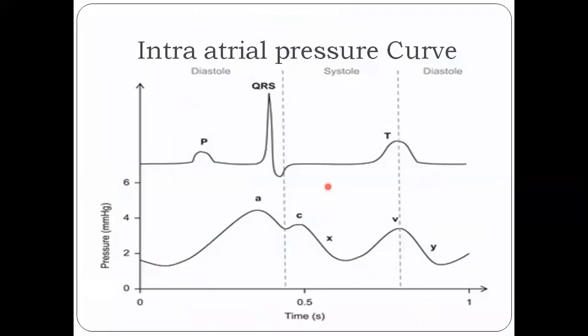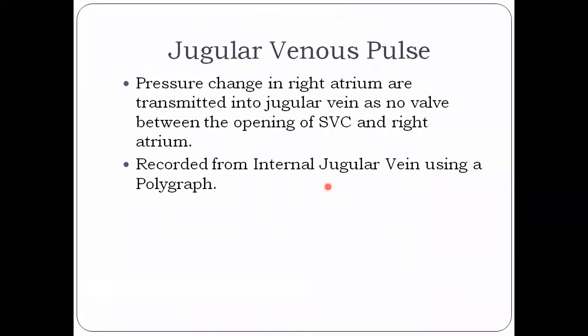This intra-atrial pressure curve can be asked as a question, but before that, we'll see about the jugular venous pulse. The pressure changes in the right atrium are very closely related to that of the internal jugular vein. Why? Because the right atrium pressure is transmitted to the internal jugular vein, as there is no valve between the opening of the superior vena cava and the right atrium. So when they ask about jugular venous pulse or pressure, you can just write the intra-atrial pressure changes as such.